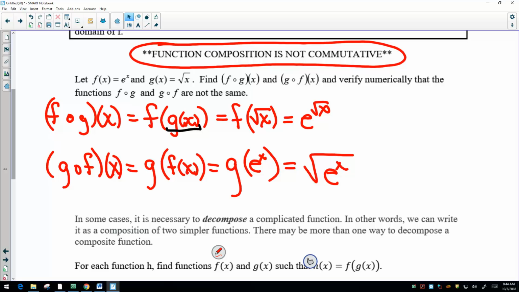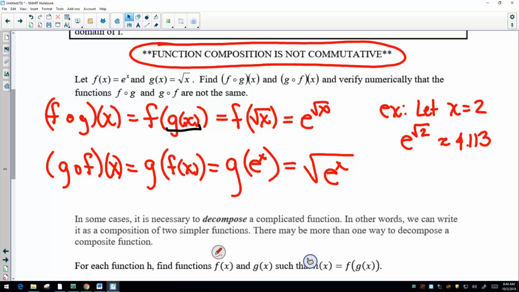They look different. And it also says, okay, let's try and verify numerically that that composition is not going to be the same, and prove it's not commutative. So let's just try, for instance, we're going to say let x equal 2. And if we were to plug this in on your calculator and we do e to the square root of 2, all right, we're going to get something that's approximately 4.113.